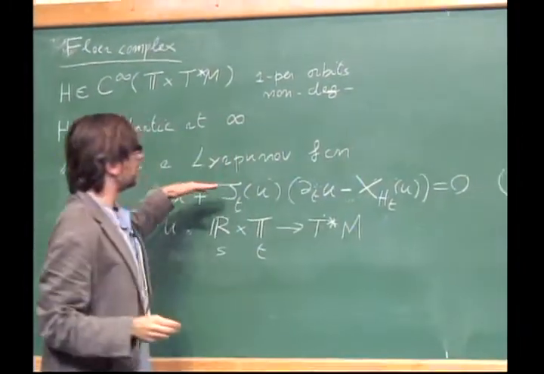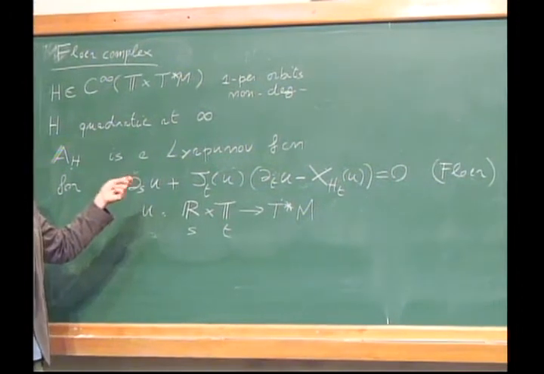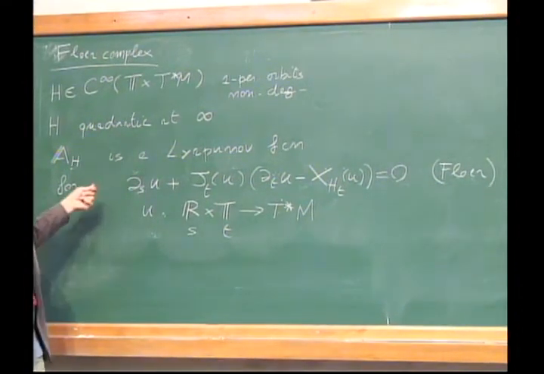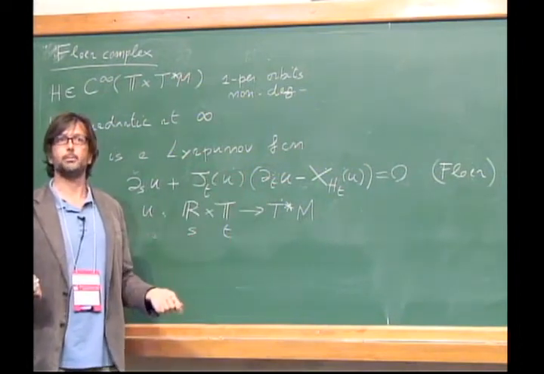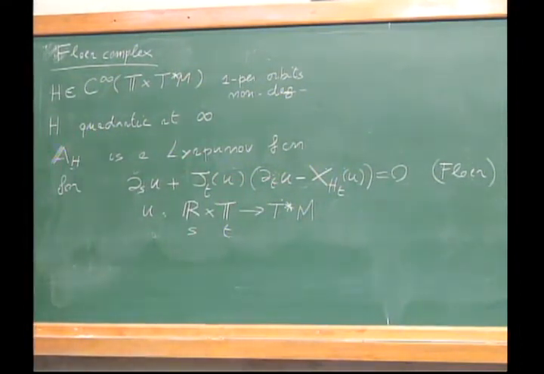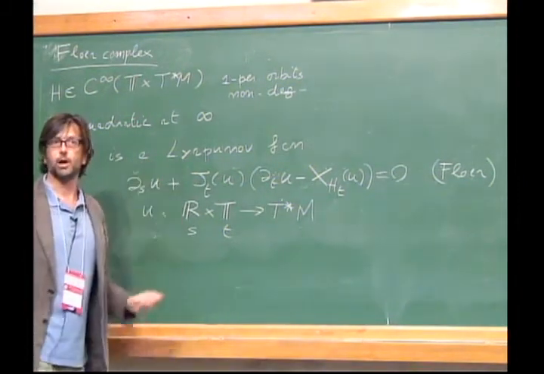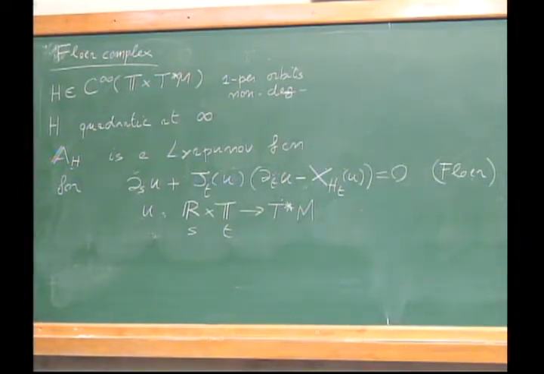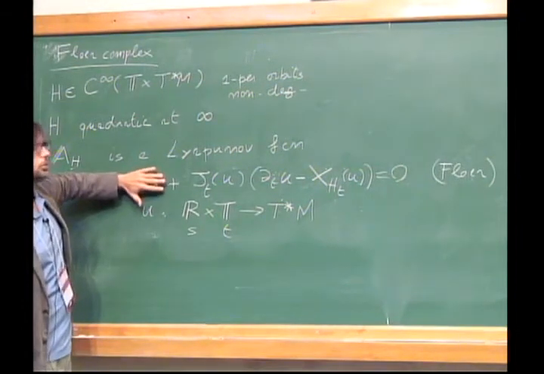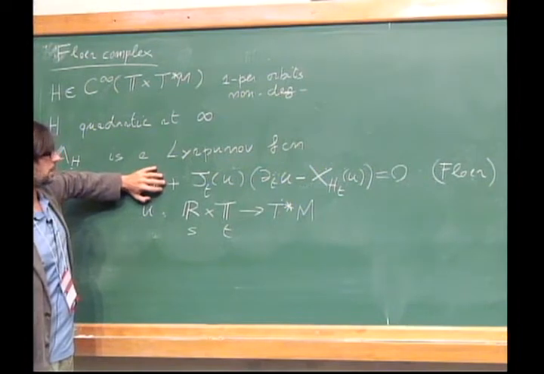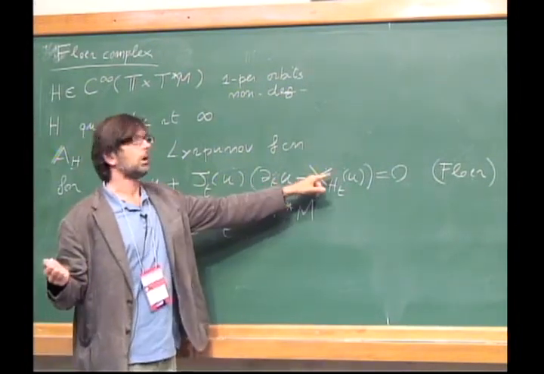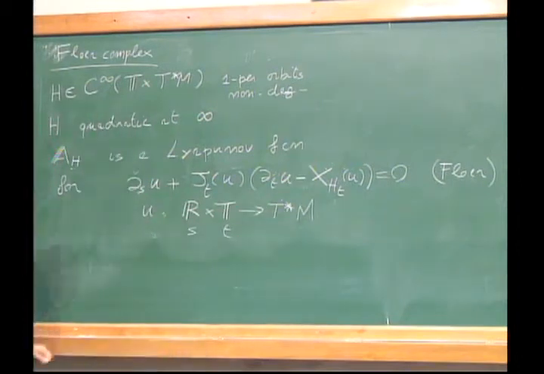So again, this is a PDE. It does not define a flow. I cannot prescribe u at time 0 and then hope to solve this equation for all time. I could hope for uniqueness, but for existence, I cannot hope for that. But the idea is exactly not to consider it as a flow, but instead to consider it as a boundary value problem, well, an asymptotic boundary value problem. One looks for solutions of this which connect stationary solutions, so solutions which do not depend on s. And solutions which do not depend on s are actually periodic orbits of the Hamiltonian vector field.